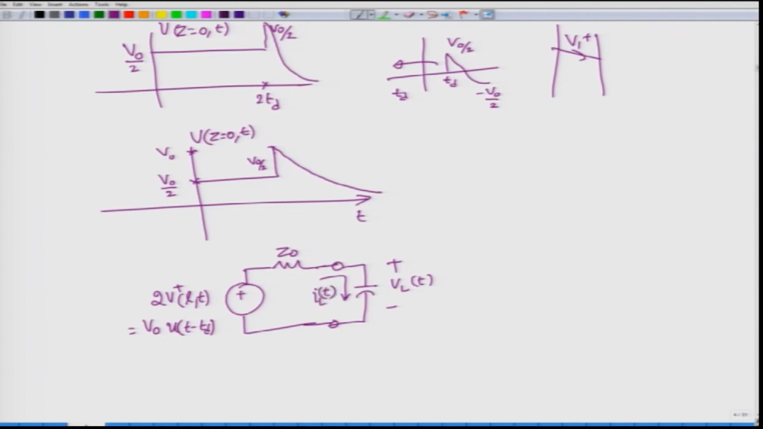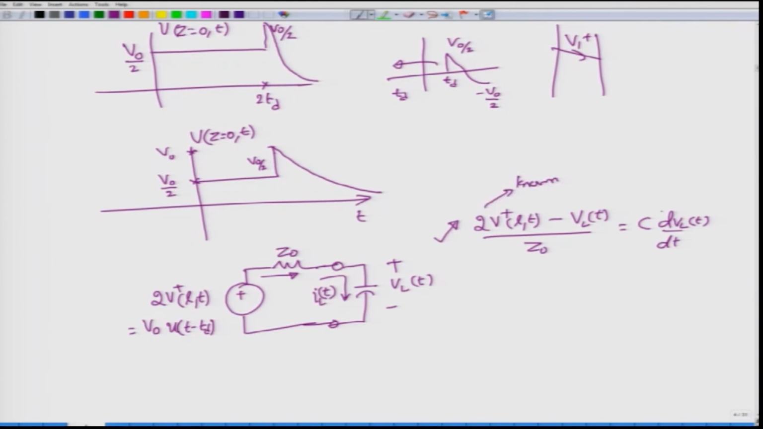The corresponding differential equation must now be written in terms of the load voltage. Why? Because if this is the load voltage, the current through this branch, current through Z0, will be given by 2V plus, the voltage on the left side, minus VL of t, divided by Z0, and this current must then be equal to the current through the capacitor. Current through the capacitor is C dVL of t by dt. So this is the equation that you need to solve with the known voltage waveform here.